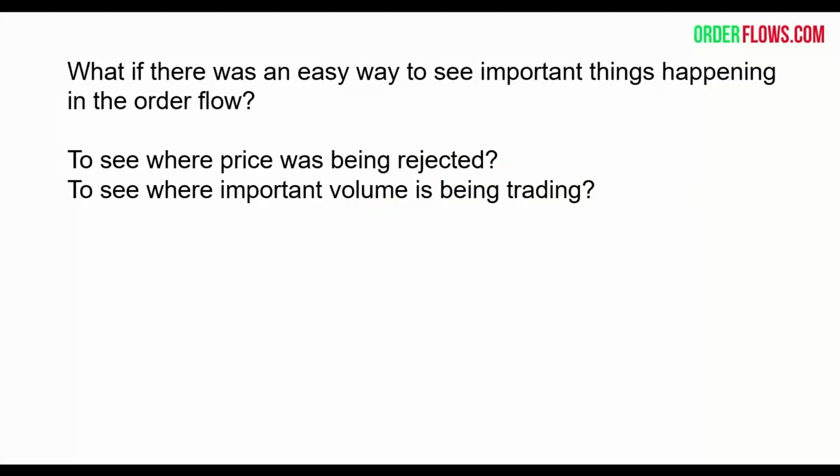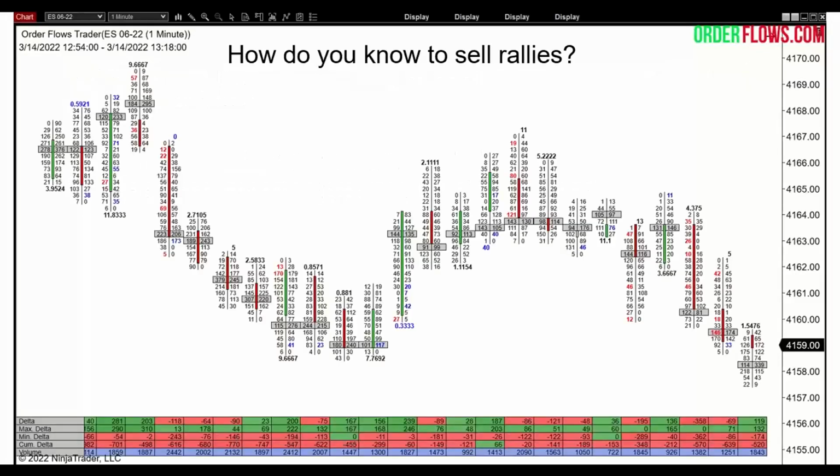Okay. So what if I were to tell you there's an easy way to see important things happening in the order flow, to see where prices are rejected or where important volume is being traded, right? Because again, order flow is about analyzing the volume. And with the advent of computers, it's all about making it easier for you, the user, to trade with. You don't want to make trading so difficult that you can't understand and then you're frozen. Do I buy or do I sell? You want easy, actionable things, right?